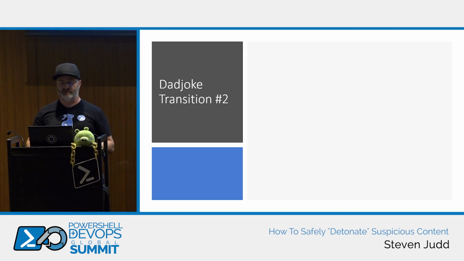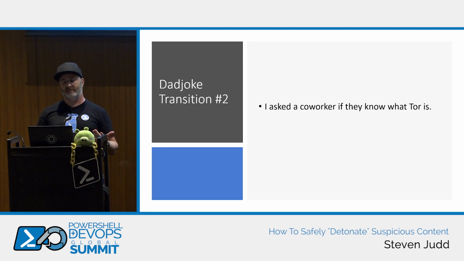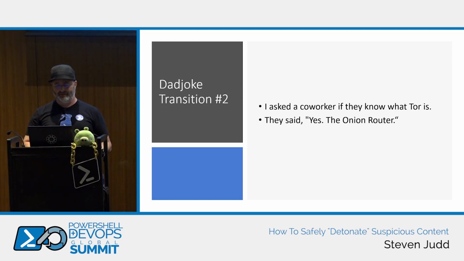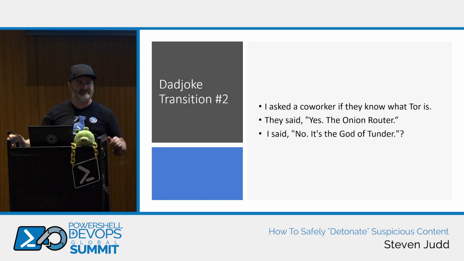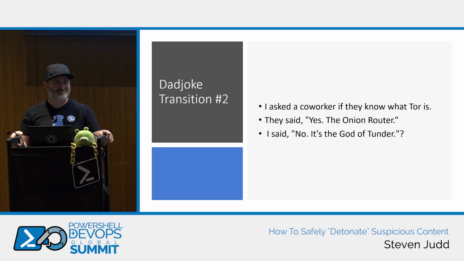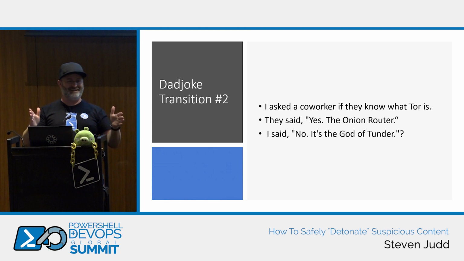All right, dad joke transition number 2, because we're going to go talk about something else. I asked a coworker if they know what Tor is, because I used to work in digital security. It's like, hey, do you know what Tor is? They said, yeah, it's the onion router. I said, no, it's the god of thunder. Complete with animation. I mean, you were getting your money's worth. Yeah, I needed that.